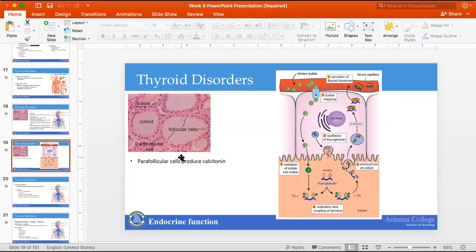So let's say someone had a disorder in which they weren't producing calcitonin. Well, you've got to think of what the adverse effects of that would be. They would have difficulty putting calcium into their bone and absorbing it. And so obviously you would have weakened bones, very brittle, and would easily fracture.